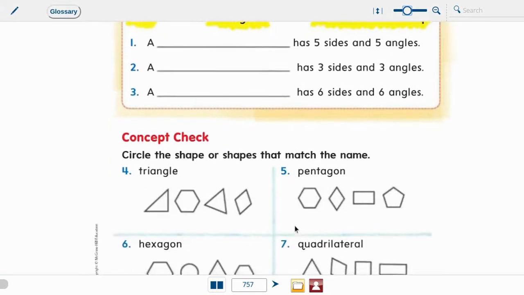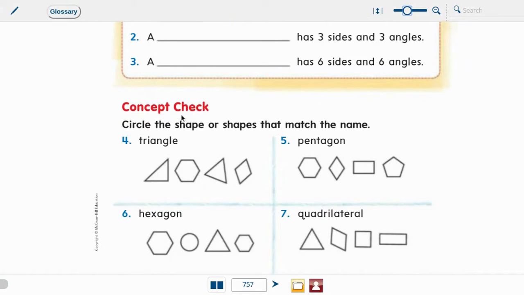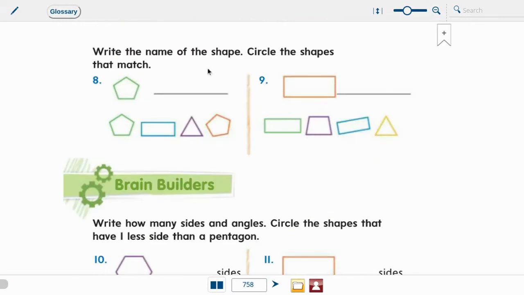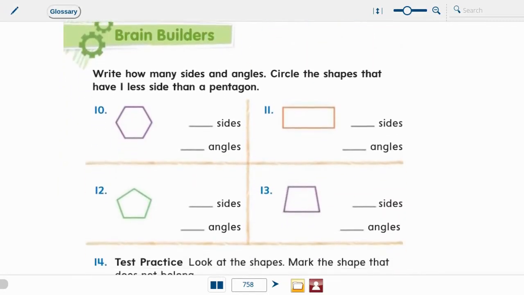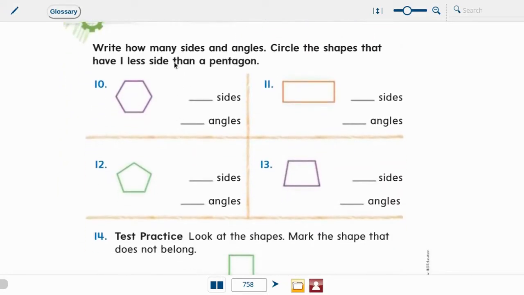For the next part, we're going to circle the shape that matches the name. So you've got to read the different names and then circle the ones that match it. On the next page, we are going to write the name of the shape and then circle the ones that are the same. And then down here for our brain builders, we are going to be writing how many sides and angles and circle the shapes that have one less side than a pentagon.